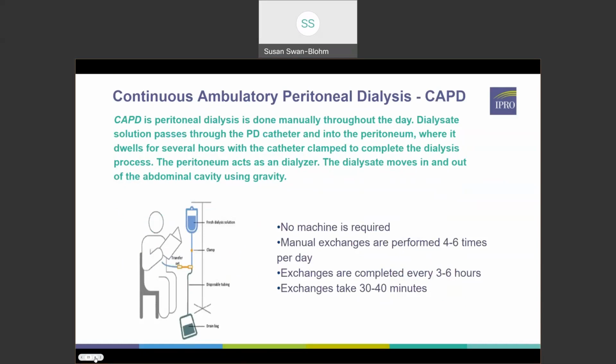cavity. Exchanges are performed 4 to 6 times per day in 3 to 6 hour intervals as ordered by the physician. Lab work, the patient's size, residual kidney function, and the functionality of the peritoneum determine the number and length of exchanges. Each exchange takes 30 to 40 minutes to complete. Peritoneal dialysis is performed 7 days per week.